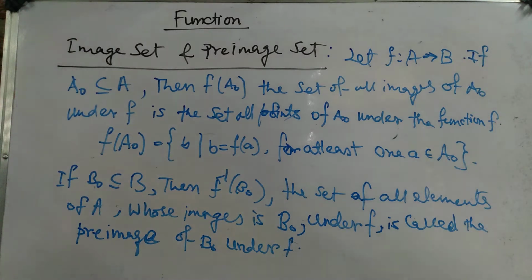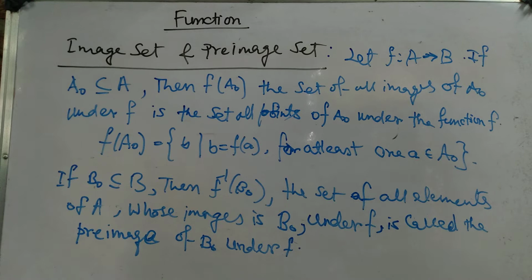Today we discuss the function and image set and pre-image set. Image set: here let f from A to B be a function. If A0 is a subset of A, then f of A0 is the set of all images of A0 under the function f.